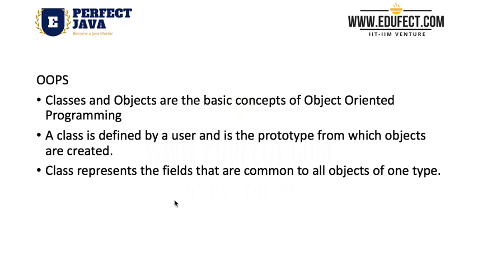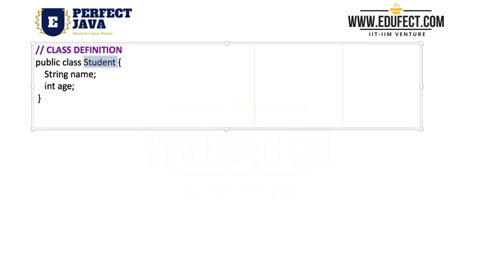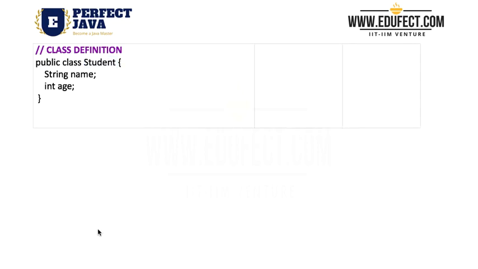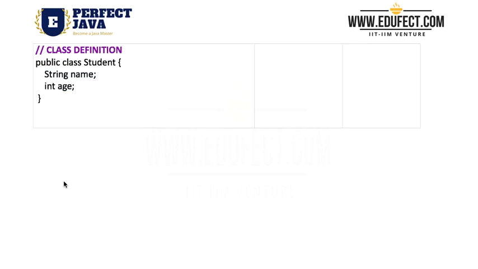The class represents the fields that are common to all objects of that type. Let's look at an example to see it. Here we have defined a class. The name of this class is student. What is the blueprint or the prototype that this class is defining? It has two fields, one of type string and the other of type int. The string will be name and the int will be age. So here is the blueprint of this class student.